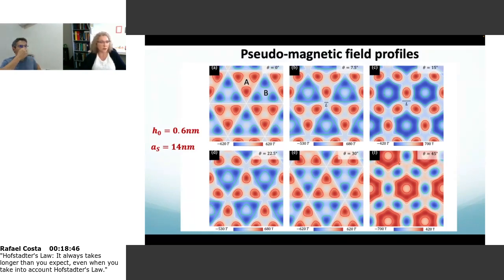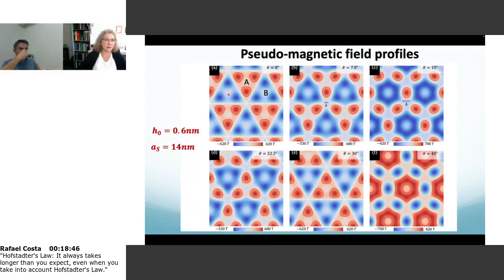This is data for a modulation that has this height and a period of the superlattice that is 14 nanometers. So this represents a typical strain of 15% or so, a high strain, and we are plotting these values just to make the effects more noticeable. Now, if you see the aligned version, when the two lattices are aligned, you see that the pseudomagnetic field profile has a similar shape to a Gaussian.